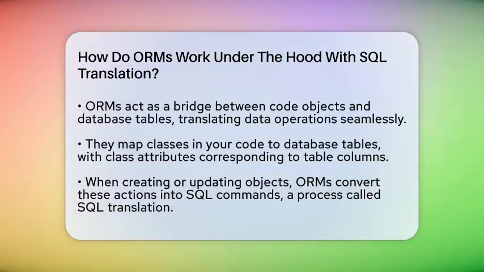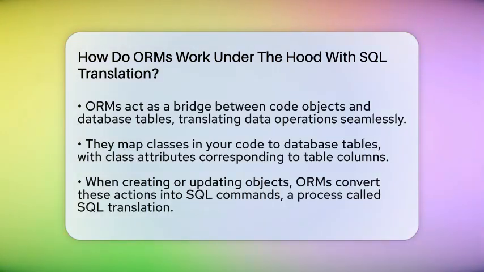At its core, an ORM creates a bridge by mapping classes in your code to database tables. Think of each class as a blueprint for a table, with attributes representing columns. When you create or update an object in your code, the ORM figures out how to turn that into a SQL command. This process is called SQL translation.